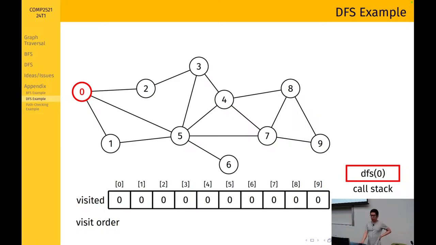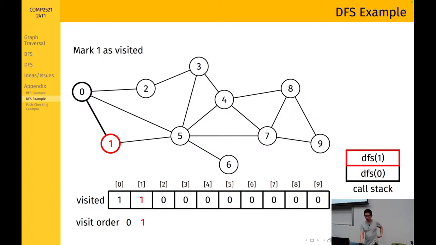Now, what are zero's neighbors? Zero's neighbors are 1, 2, and 5. We're going to pick 1 here, since 1 is the smallest vertex number. First of all, we mark 0 as visited, but then we're going to pick 1. Now 1 hasn't been visited, so we're going to recurse into 1. We're not even considering 2 and 5 here, we're just taking 1 and recursing into it.